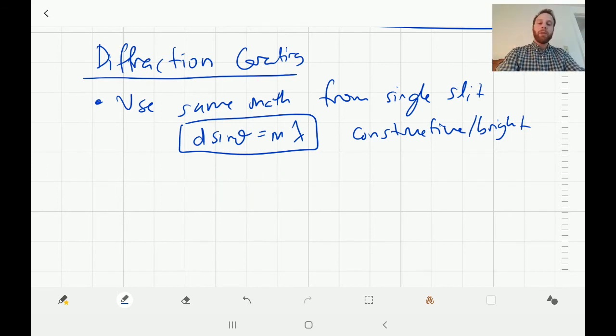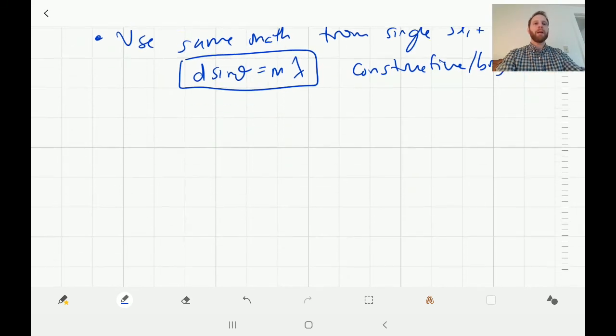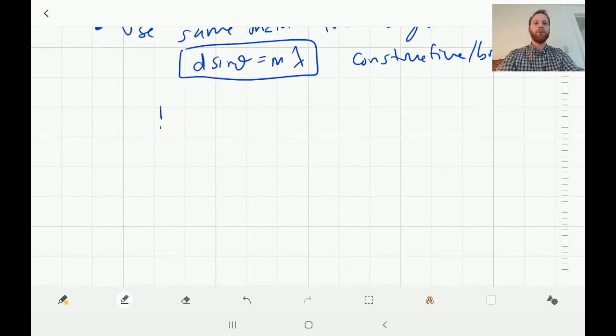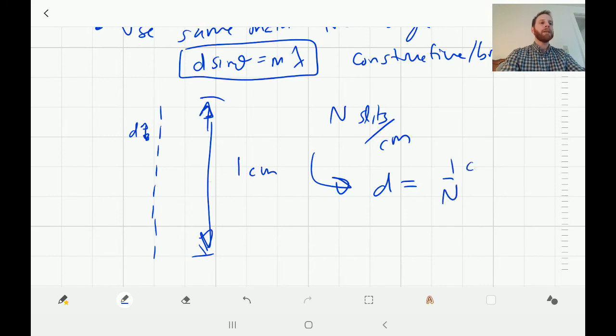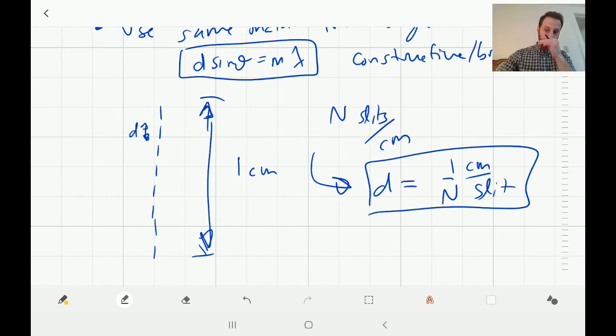But you also might be told that there's a number of slits per centimeter. And so the way that picture might be is that boop, boop, boop, boop, boop. So suppose, for example, this whole thing was 1 centimeter, and you've got some spacing between individual slits d, then you might not be told what d is, but you might be told that there are n slits per centimeter. And all that means is to find d, you simply take the reciprocal of that. In other words, d would be 1 over n centimeters per slit. And that would be the way that you would compute that.